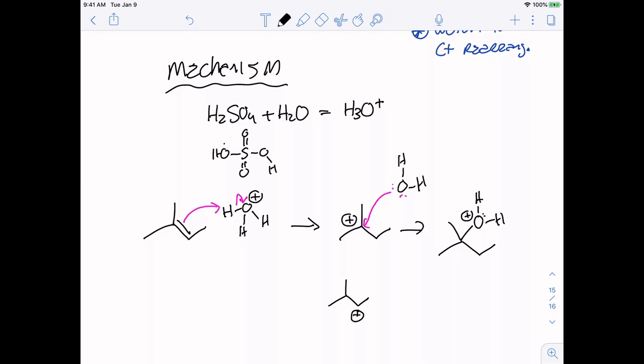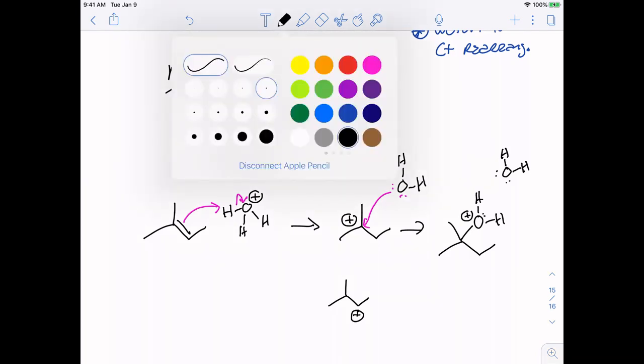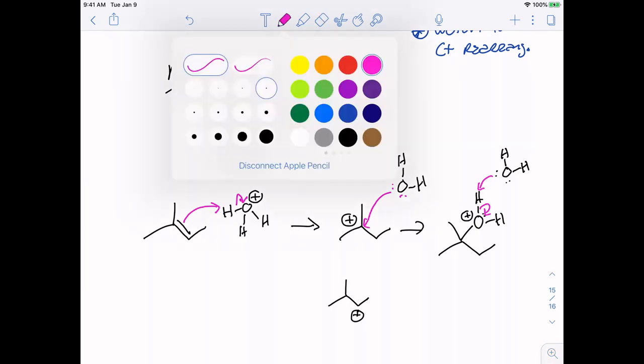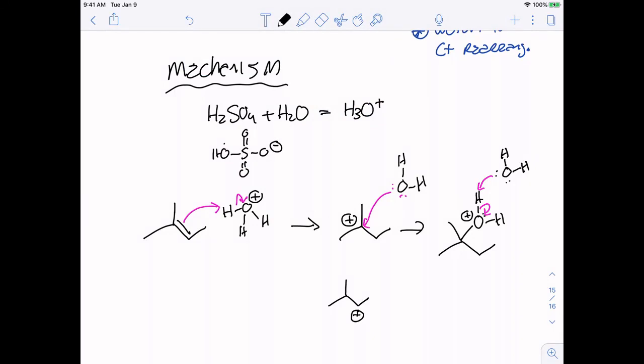It is acid catalyzed, so remember if something is catalyzed, I need to regenerate that catalyst. So I'm going to have another water molecule, which was the conjugate base for my acid, come and grab onto a proton, and then don't forget the electrons between the proton and that oxygen go onto oxygen. If you would have used sulfuric acid instead of hydronium, your conjugate base would be this, and then that would go grab a proton and you would go back to your acid.